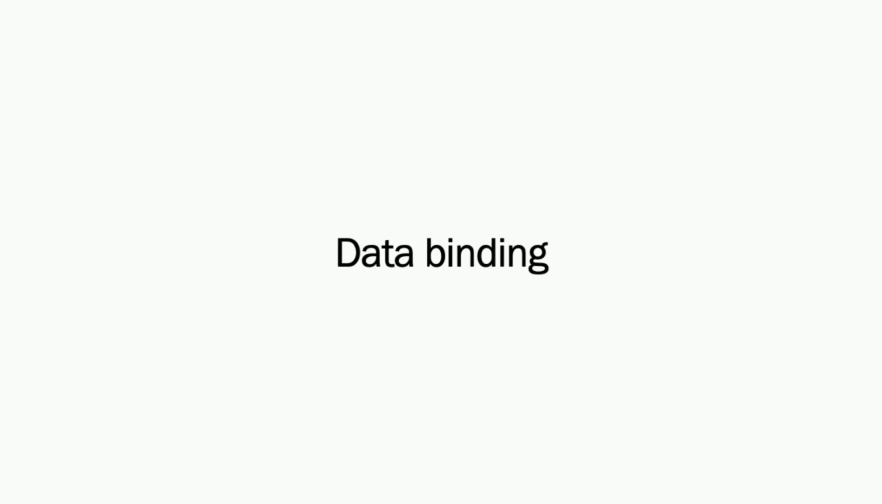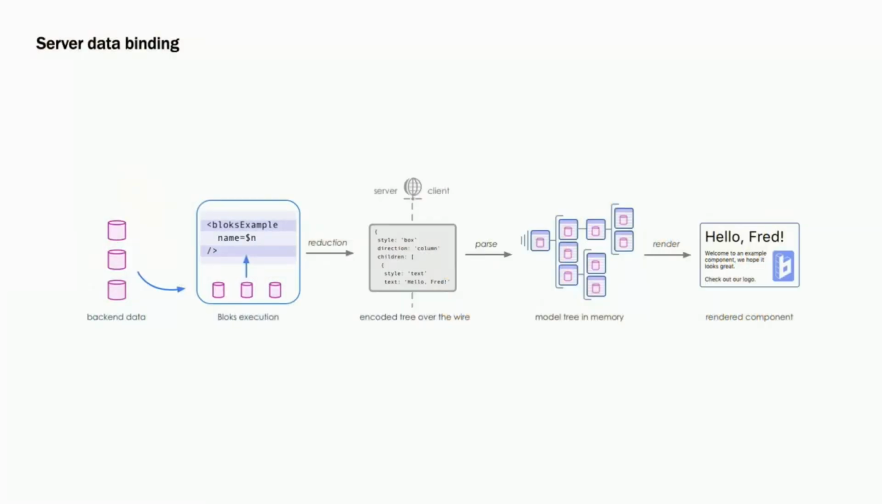Let's talk about data binding. The whole example that I showcased before is what we would call server data binding, in which, given backend data, we directly inject it on the component properties in such a way that it ends up being sent on the wire, mapped in the model tree, and mapped into the native views.